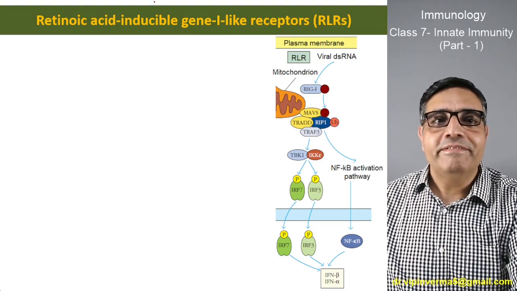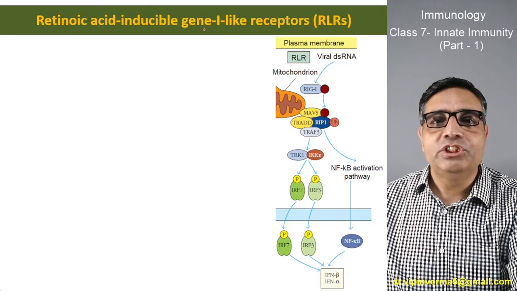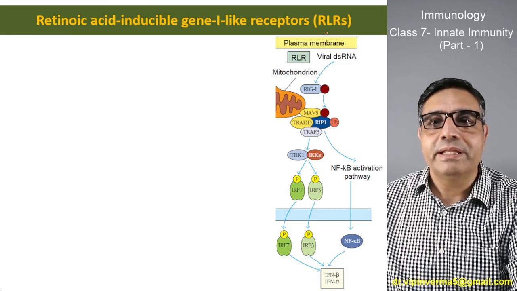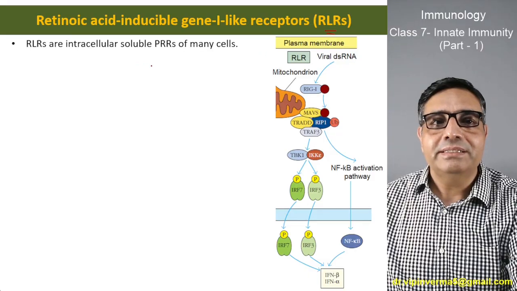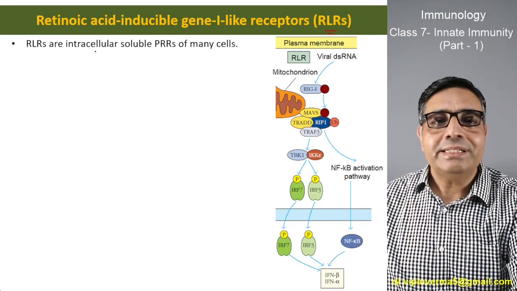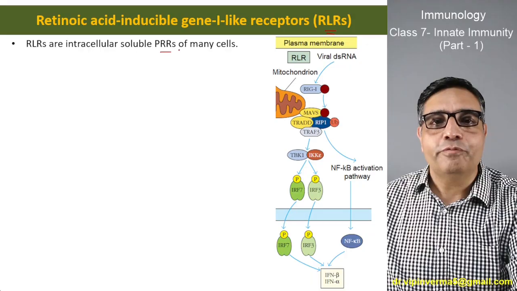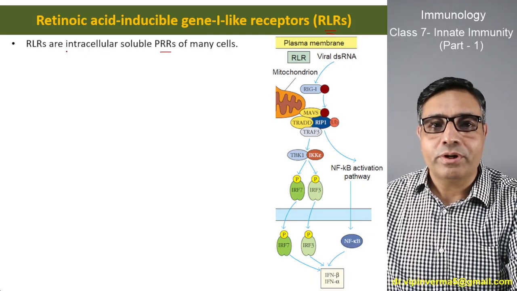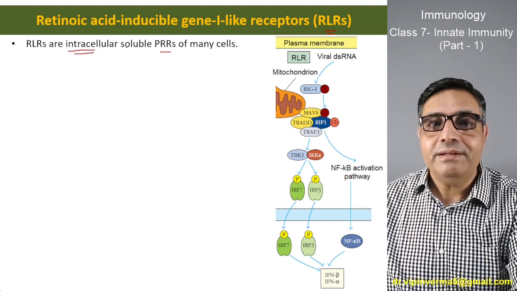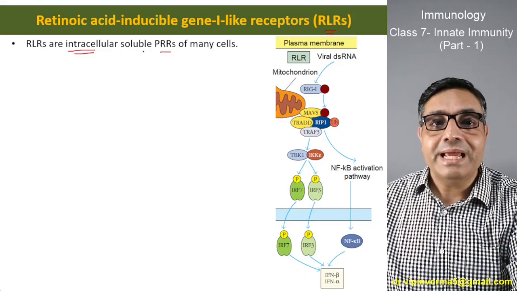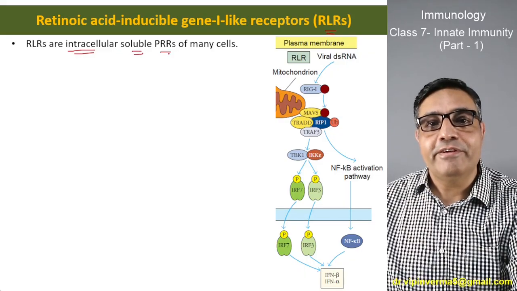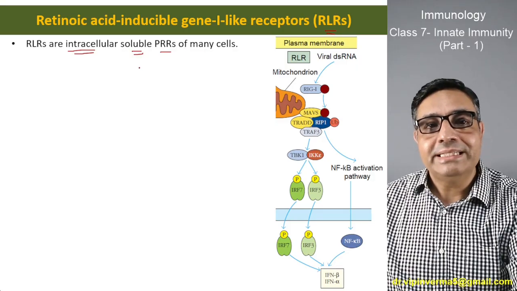Then we have the third family, the retinoic acid inducible gene 1 like receptors, or RLRs. They are intracellular soluble PRRs of many cells. Important here, number one, they are intracellular, so they are not membrane bound. Then they are soluble, which means they are freely available inside many cells.